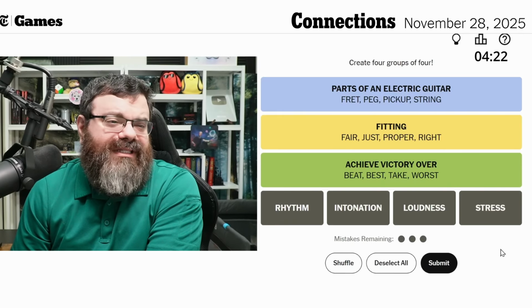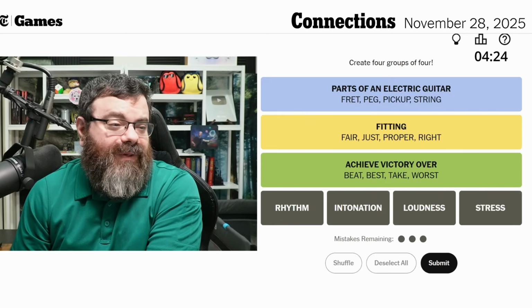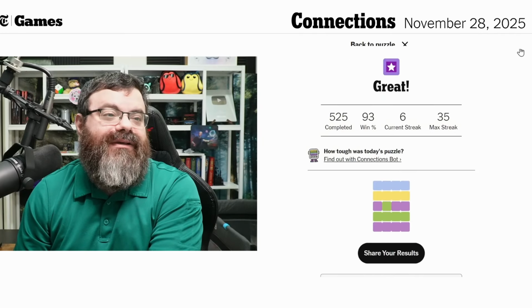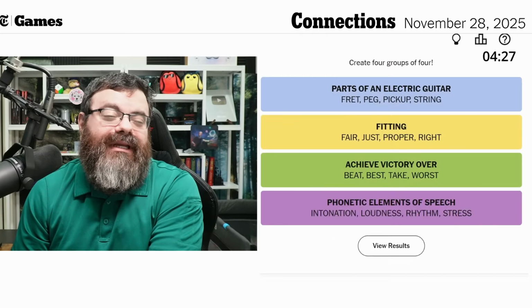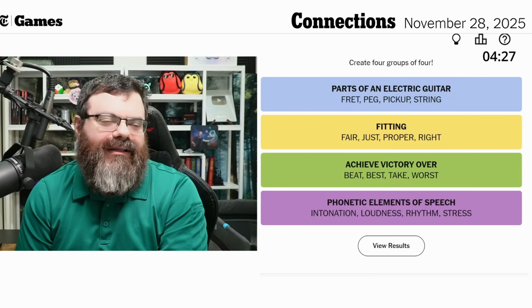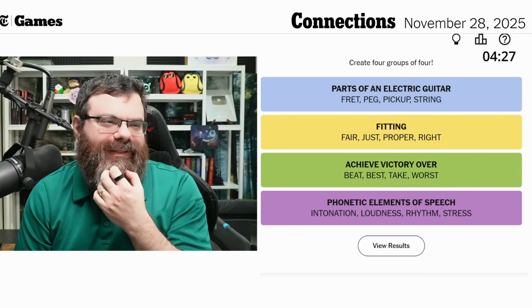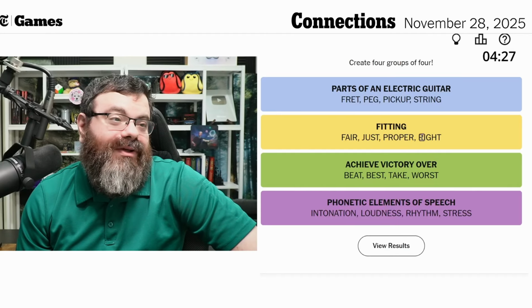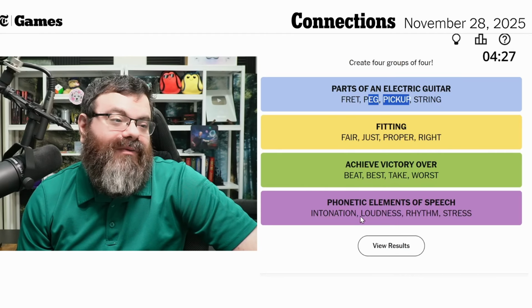All right, and then so this is purple. This is just properties of music. Phonetic elements of speech. Speech, not music. Okay. Well, we didn't really even have any wordplay today. Good luck guessing the colors if you're going for reverse rainbow. I guess yellow and green are synonyms, so you can get those two. But then I don't know why you would pick one or the other here.